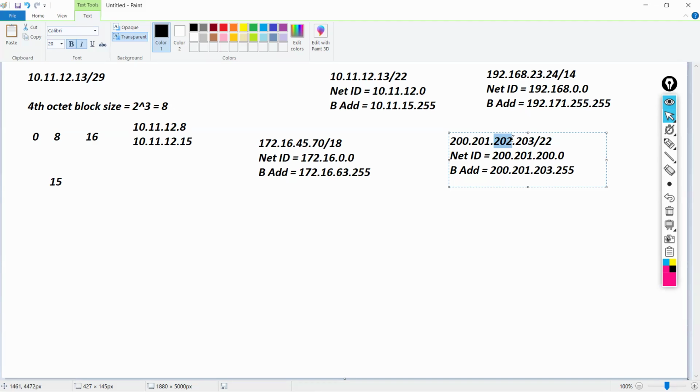Tell me what is the confusion. If you are getting confused like this, your block size is 4, this is clear to you, right? Block size will be what? 4. You'll start from 0, 4, 8. So 10 times will be 40. 20 times, 30 times, 40 times, 50 times. Now you got 200. Next will be 204. This is clear.